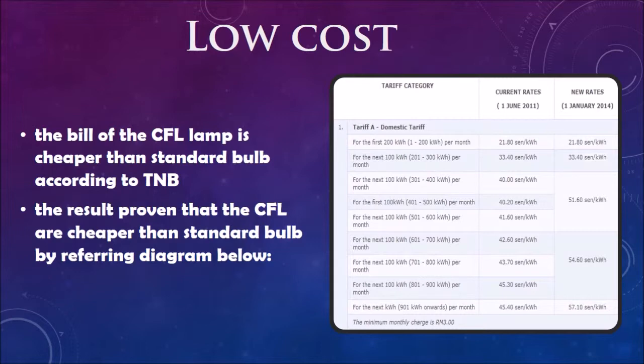Second advantage is low cost. According to the TNB domestic tariff, the bill for the CFL is cheaper than for the standard bulb. As we already know, the energy usage of CFL is lower than the standard bulb. Therefore, by referring to the domestic tariff table, we can see that for the first 200 kWh per month, the current rate is 21.80 cents per kWh.